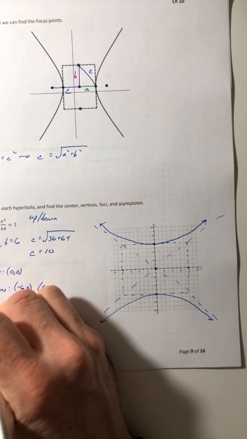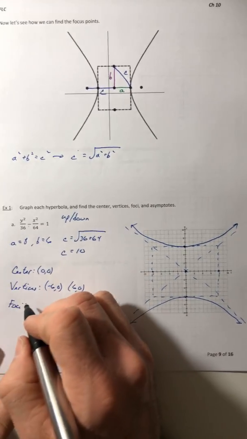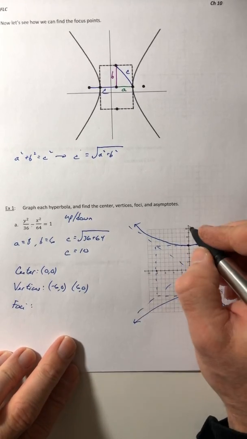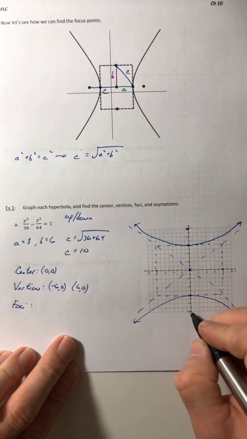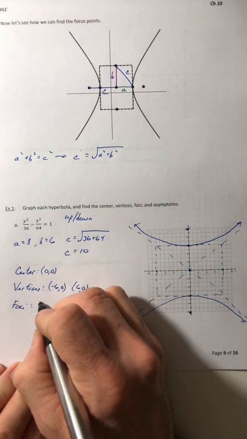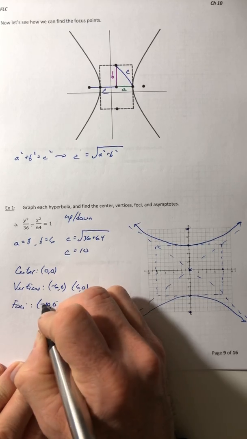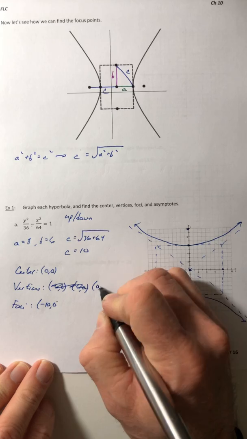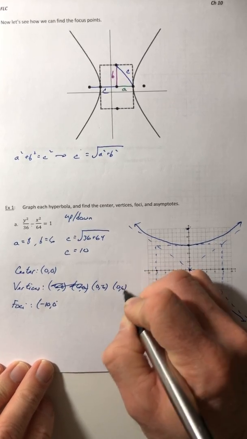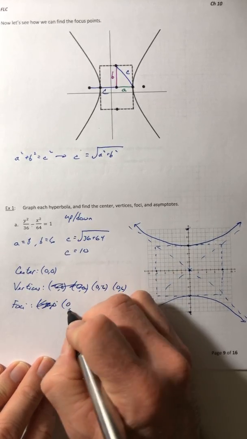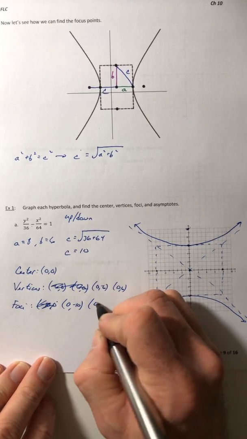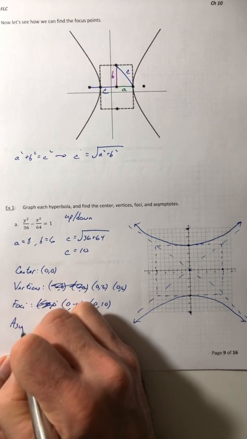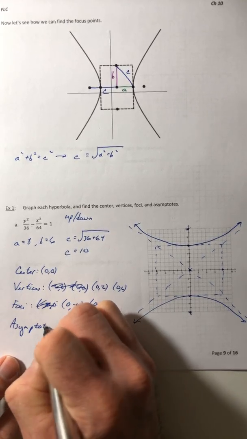The focus points, that's coming from the C. So the focus points are actually sitting up and down as well. So negative 10, oops, dang it, I totally got those backwards. Let's do 0, negative 6, and 0, 6. The focus points: 0, negative 10, and 0, 10.